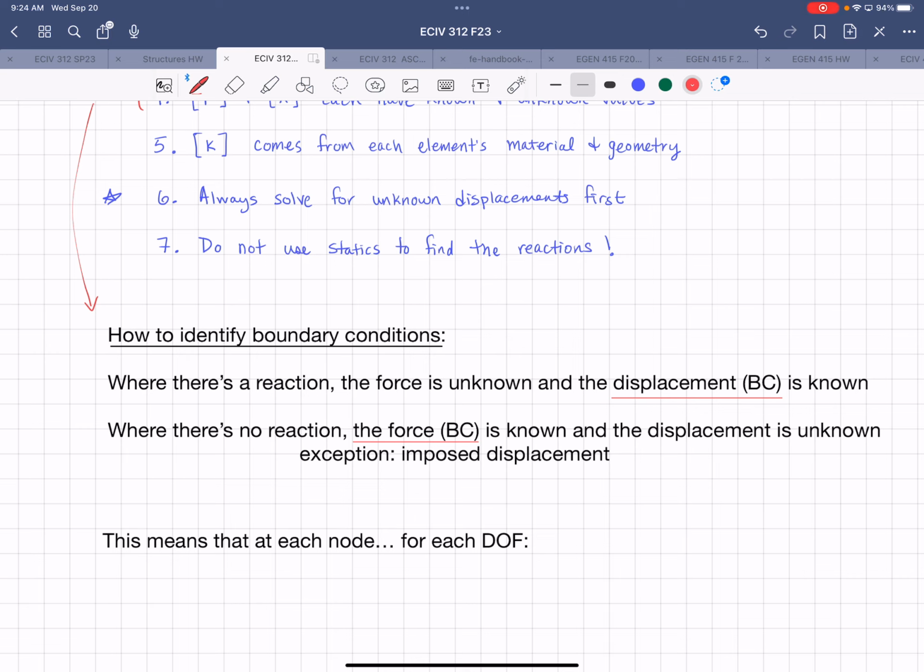Now, there is an exception to this rule, and that is if you have a problem where there is an imposed displacement. That is beyond the scope of this class, though, so we won't have to worry about that, but it's worth noting. And then I'll just say, not applicable to this class.